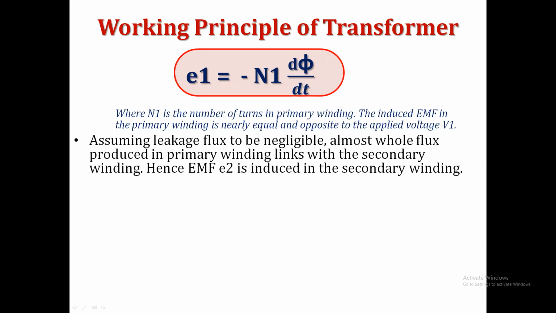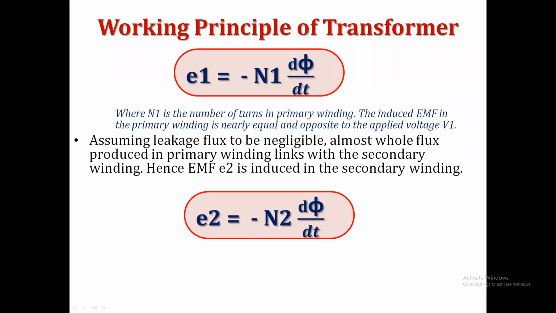Almost whole flux produced in the primary winding links with the secondary winding. Almost, I say, approximate, not total. Almost all flux produced by the primary winding links with the secondary winding. Hence, EMF E2 is induced in the secondary winding, and this E2 is nothing but minus N2 dφ/dt. This is the formula for that induced EMF.